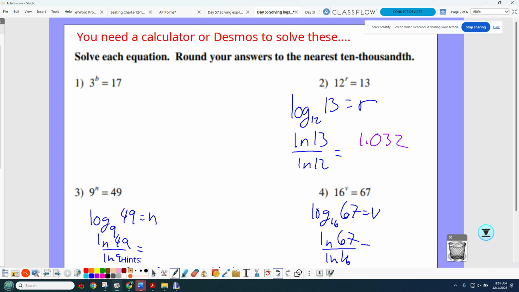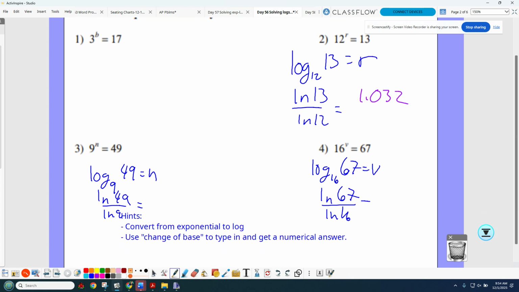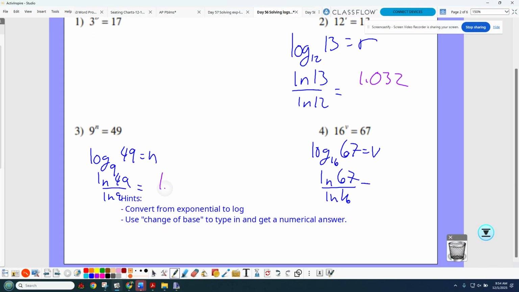Cool. Alicia, what do you guys have for the third one? 1.771. And seeing things, people agree. And then this one, I saw 1.517. Do we agree? So you're all okay with using some kind of technology to do this? Charles, it kind of looks like you're not doing the math anymore.